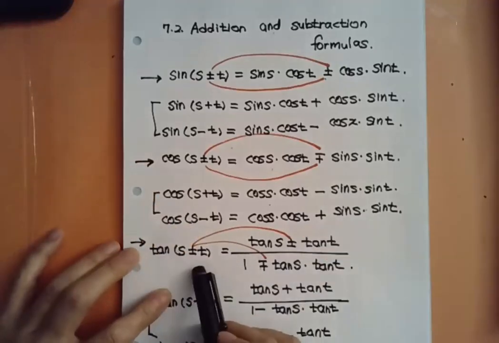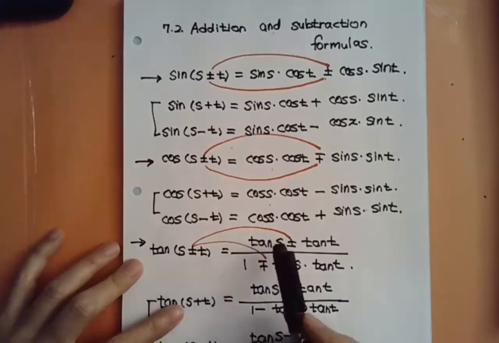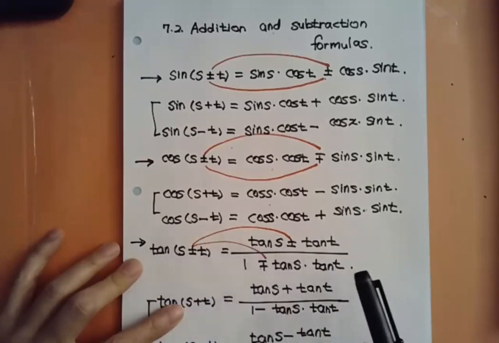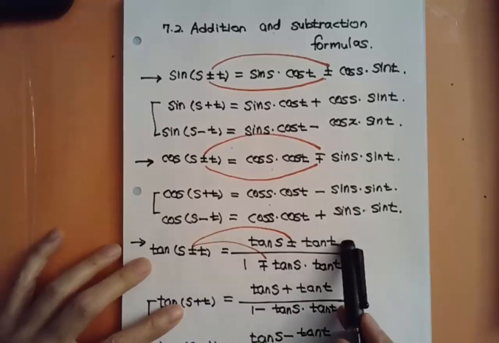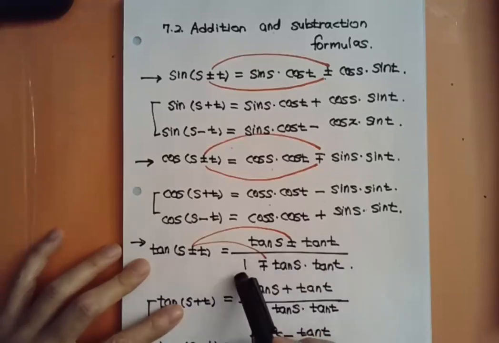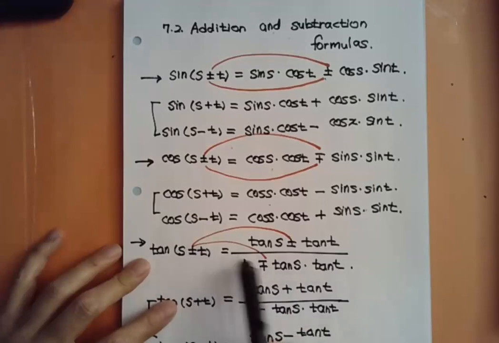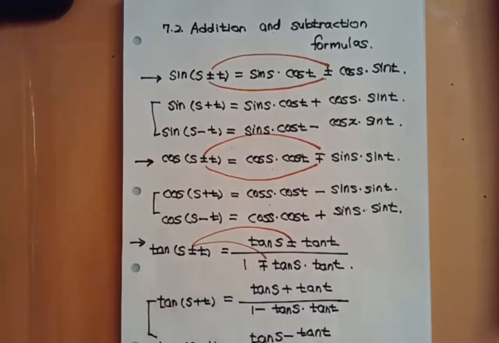For tangent, I said the numerator looks like a distribution, even though mathematically that is not really a distribution. And the denominator is multiplication form, but the connection part switches the sign. Plus becomes minus, minus becomes plus. Whatever way you remember those formulas, you have to remember them very clearly to solve the problem.